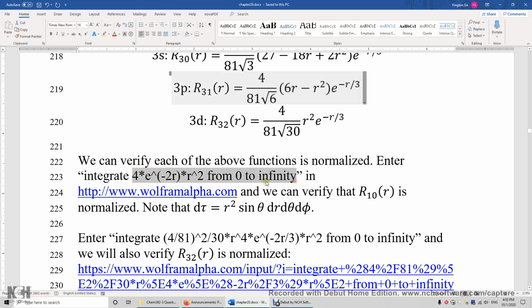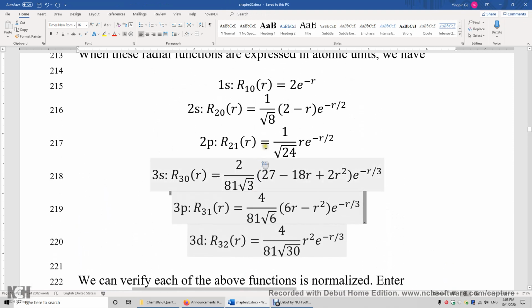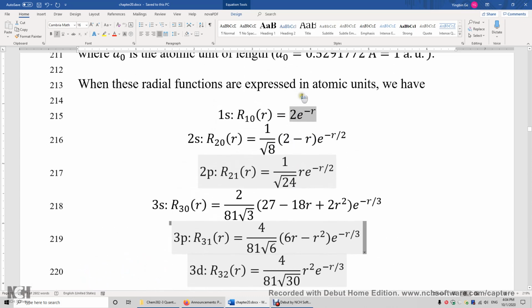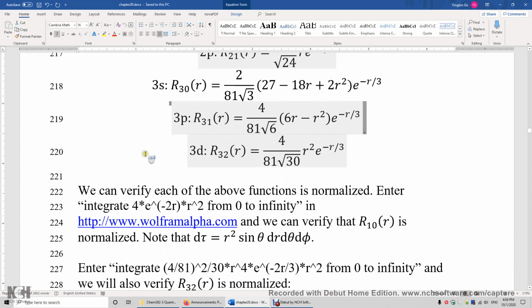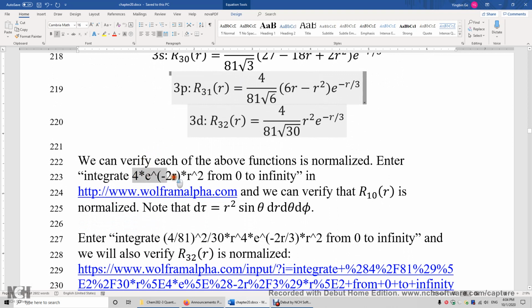Well, we'll just have to integrate the squared modulus of the wave function. So you need to integrate the squared modulus of this function. This function is a real function. So the squared modulus of a real function is simply this function squared. So you have 4 times e to the power of negative 2r as the square of R10. All right, so this part.